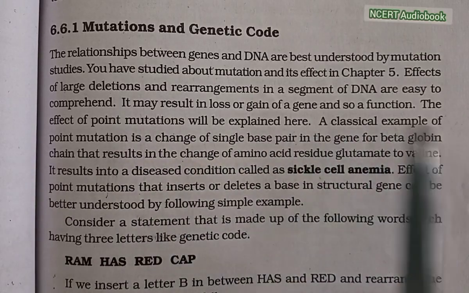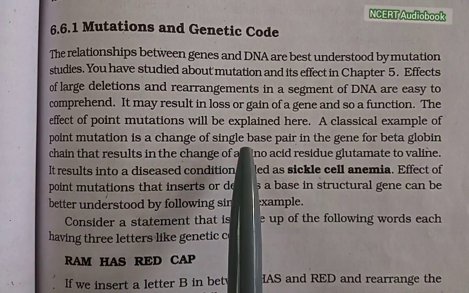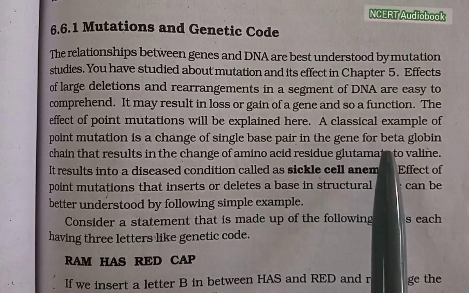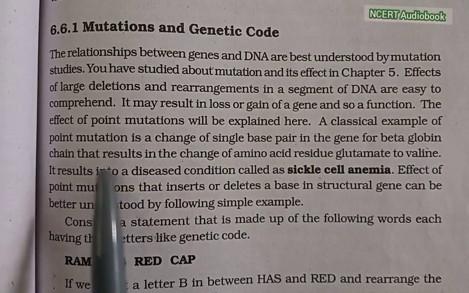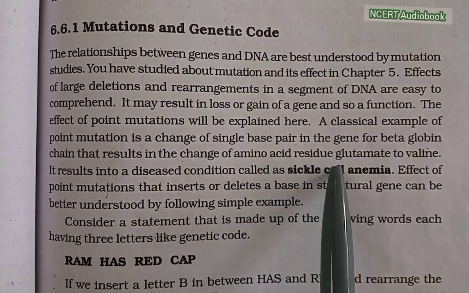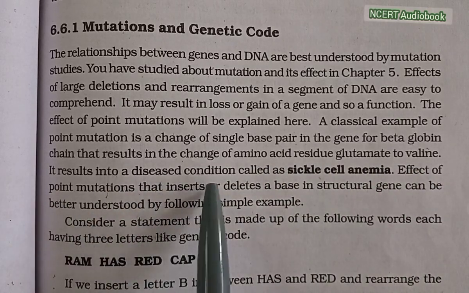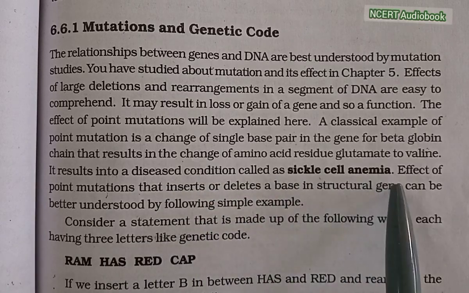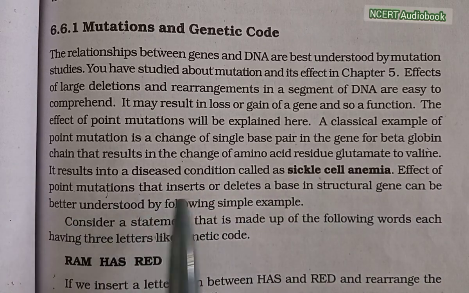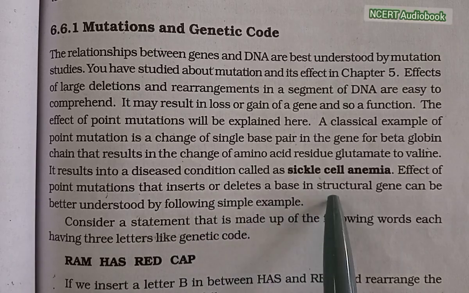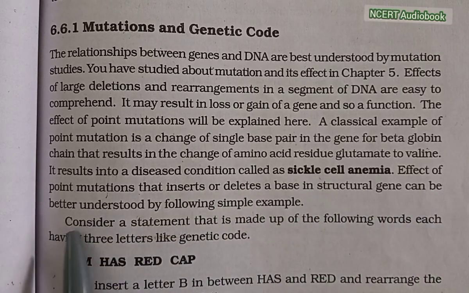A classical example of point mutation is a change of a single base pair in the gene for the beta globin chain, which results in the change of the amino acid residue glutamic acid to valine. It results in the disease called sickle cell anemia. The effect of point mutations that insert or delete bases of a structural gene can be better understood by the following simple example.